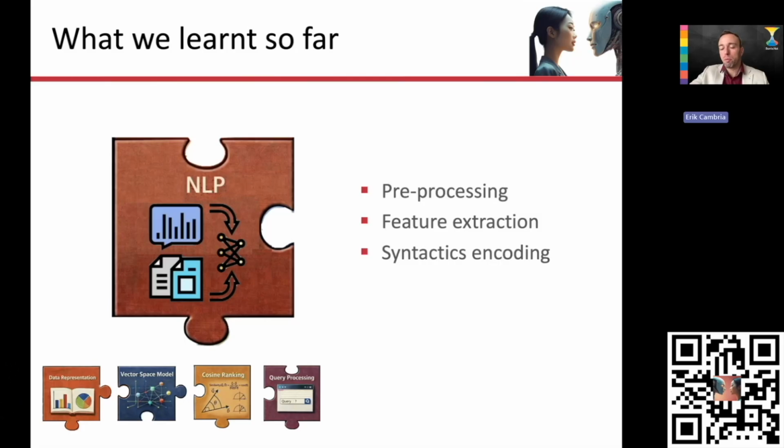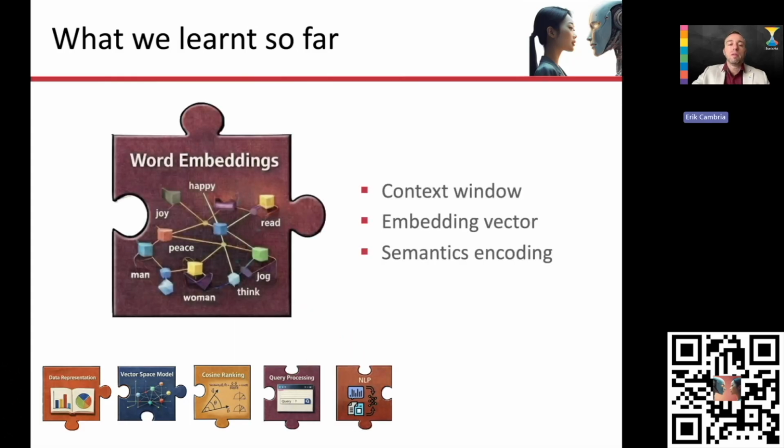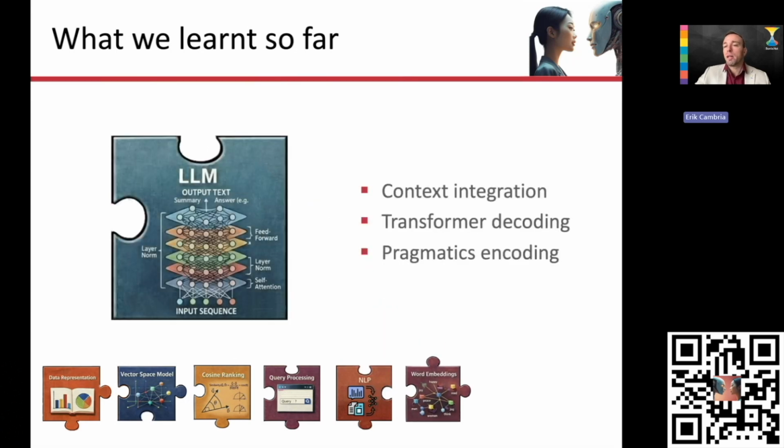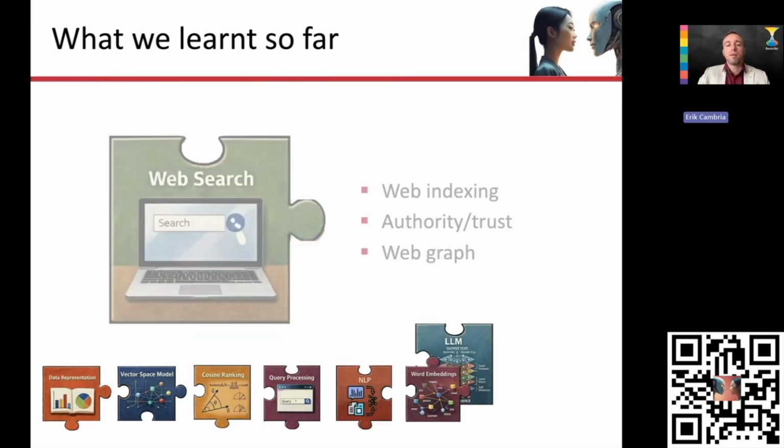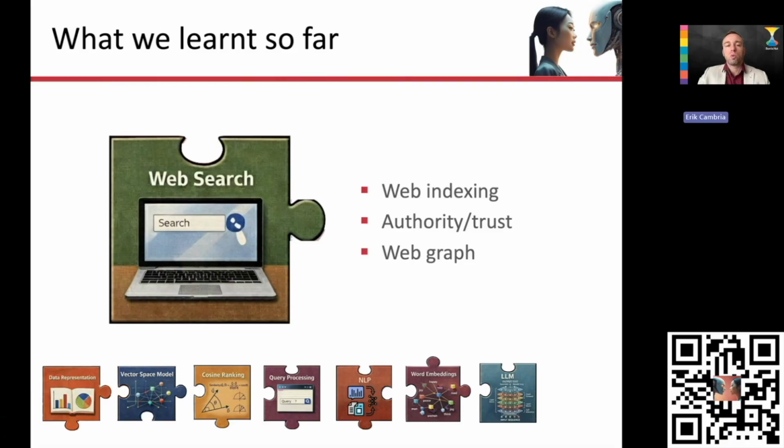Then, of course, we talked a lot about some pre-processing techniques, natural language processing techniques. This is more from the course on NLU, when we were talking about syntactic processing in the suitcase model. We talked about how to encode also semantics using word embeddings. This is also something from the NLU course. And finally, also large language models that are a bit more advanced and more able to encode pragmatics and tackle more complex NLP tasks. Then finally, in the past few slides, we talked about web search and the web graph, how to model authority and trust on the web.